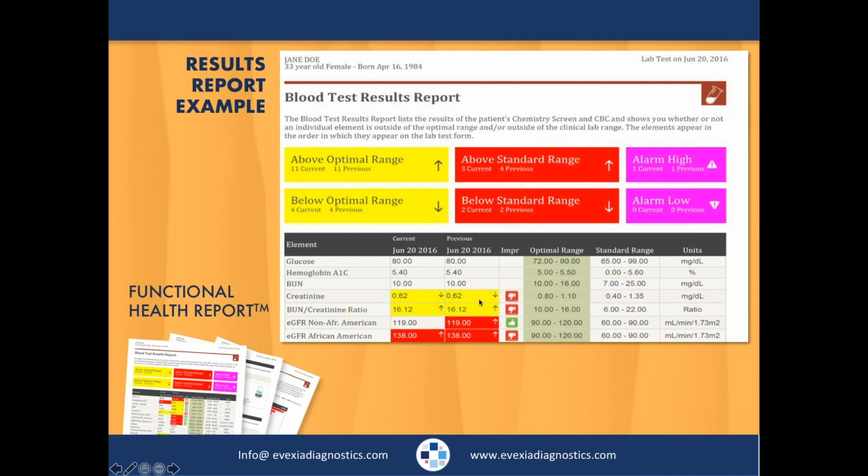Yellow is above or below the optimal range, shown by the arrows, and if it's above the standard range, it's going to be in the red area, and then what it looks like to me is this purple area when things are in the alarm range. It's going to let you do a comparison. You can also see the previous test, to see if the patient is improving, also by the thumbs up and thumbs down. So this gives you a really good look, integrating the blood test with a computer analysis of that as well.